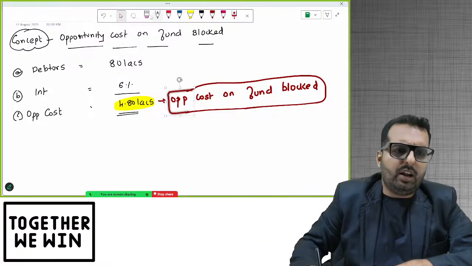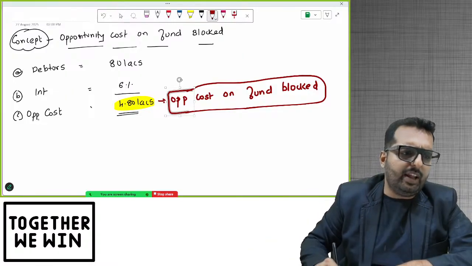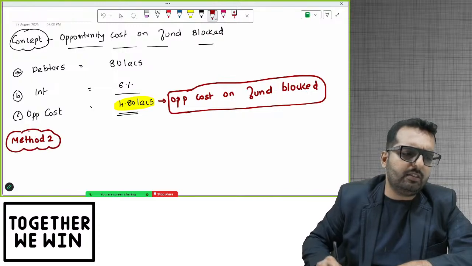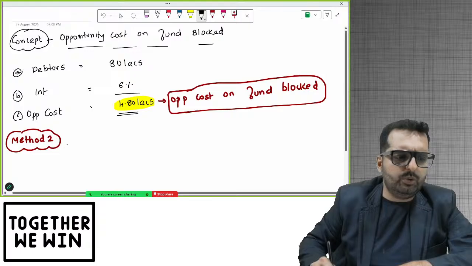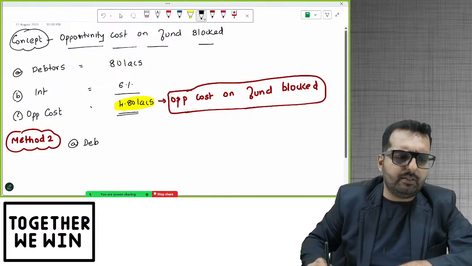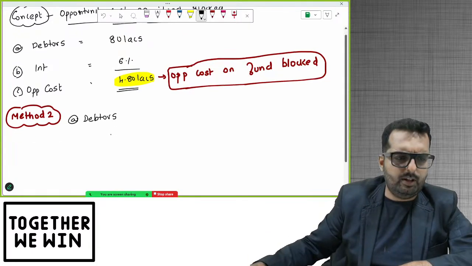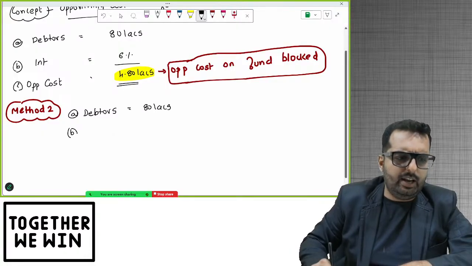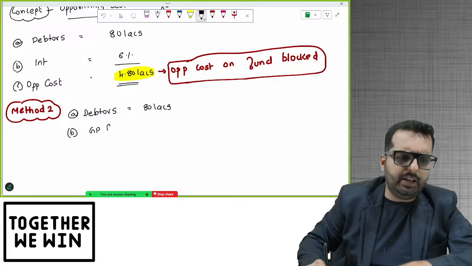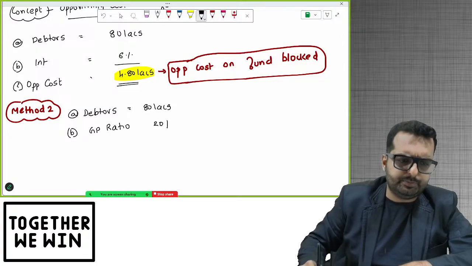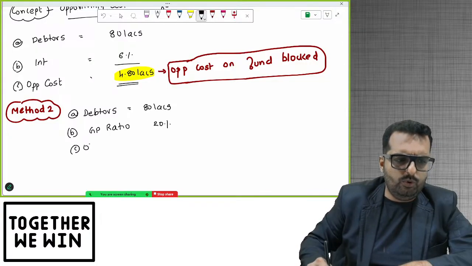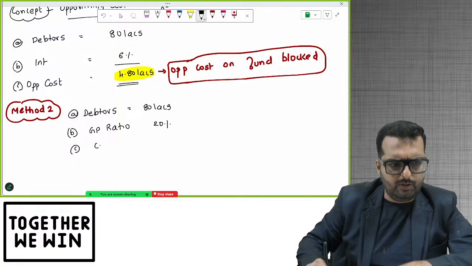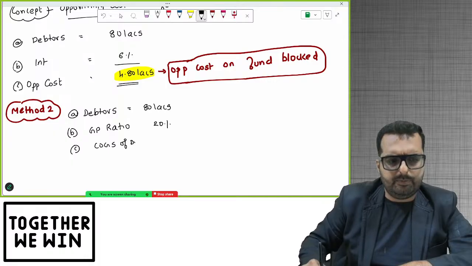All right, friends, are you all done writing till here in your books? Friends, some books use method 2. Even though for me method 1 is correct, in method 2 what they do is they take the debtors. Debtors is 80 lakhs. Let us say this company has a GP ratio of 20%. So they can find out the cost of goods sold of debtors.